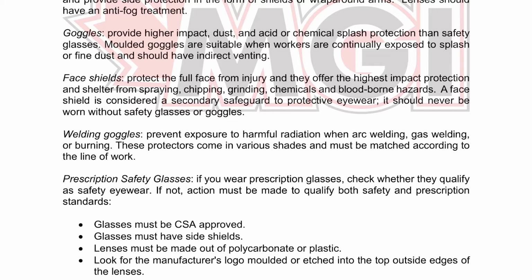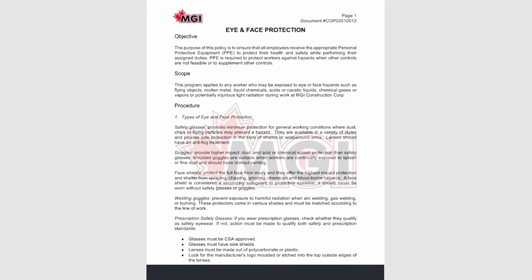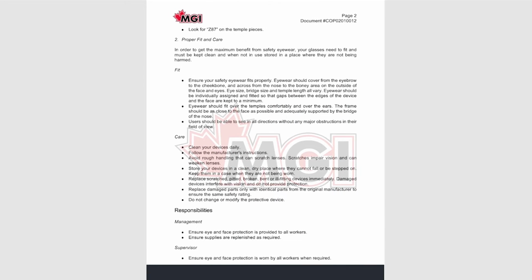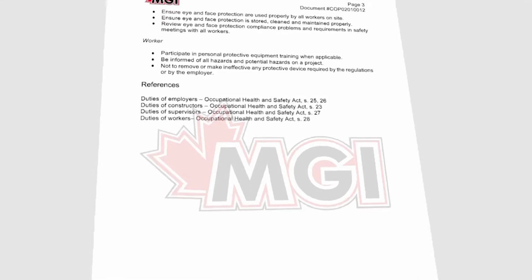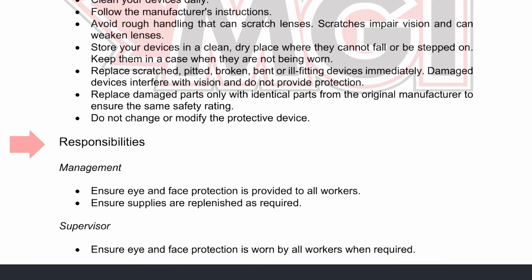It is important to note specific requirements of each policy. For example, safety glasses must be CSA approved. Review the section to find additional requirements and details regarding regulations to keep yourself safe. If you're unsure of who is responsible for enforcing the policies and procedures for each section, it will be outlined in the Responsibilities section of the document.